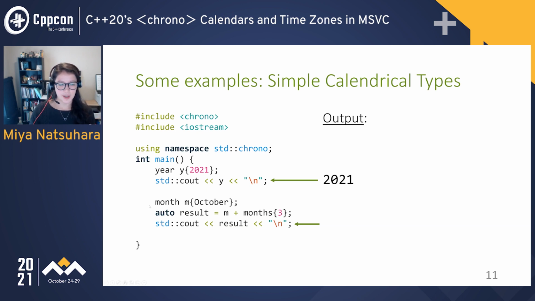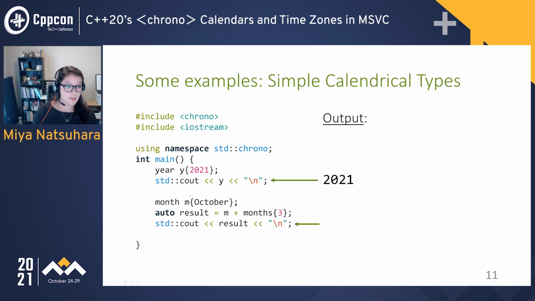Down here, there are a couple of things I want to touch on. So we have a month type. We can create a month M. I'm using October here. C++20 chrono includes a bunch of convenience typedefs. So for all of the different months, you can just use their name and have it create the 10th month in the year. You could also just use a 10 here if you wanted to, but for readability or preference, you can use those names. It's a nice added thing to include.